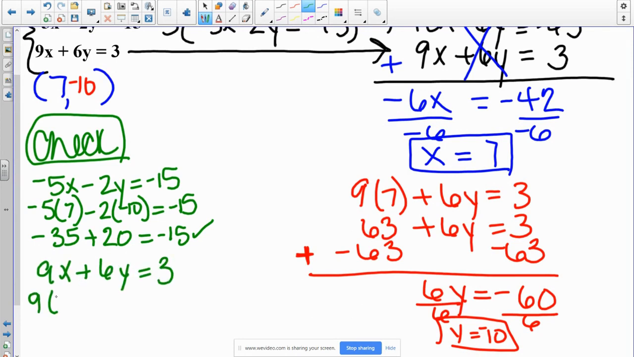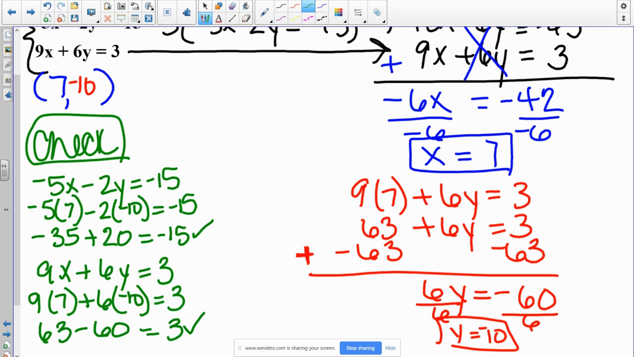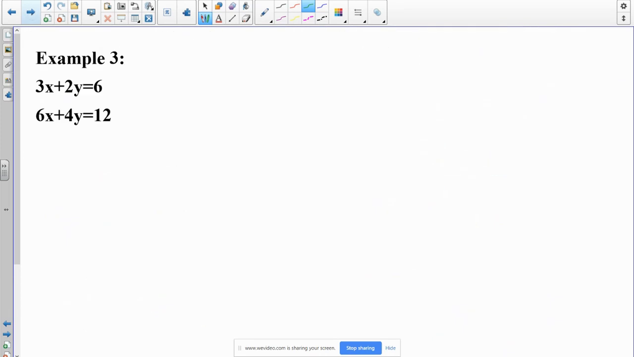So 9 times 7 plus 6 times negative 10 has to equal 3. So 9 times 7 is 63. 6 times negative 10 is a negative 60. 63 minus 60 does equal 3. So I can guarantee you that the answer of 7 and negative 10 is correct. So that's the one solution, is where the two lines would have graphed and intersected.